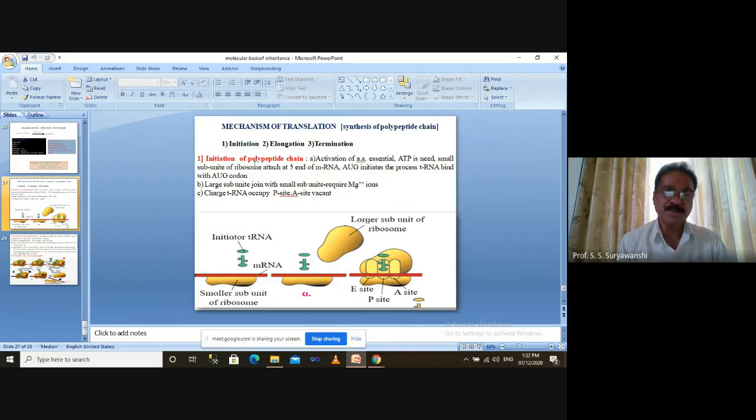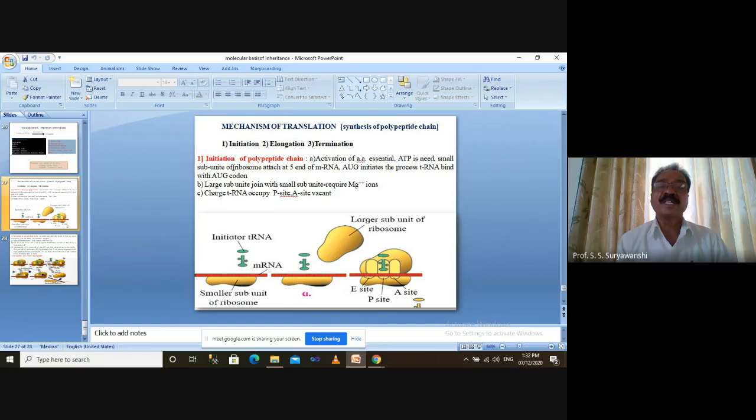Now let us discuss the first one, initiation of the polypeptide chain, that is, the starting of protein synthesis. Here, the first and most important thing for initiation is that activation of the amino acid is essential. Activation of the amino acid takes place with the help of energy, and that energy is obtained from ATP, the adenosine triphosphate. It is a must and needful for the activation of the amino acid.